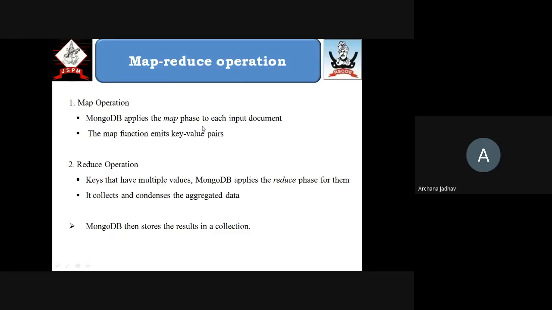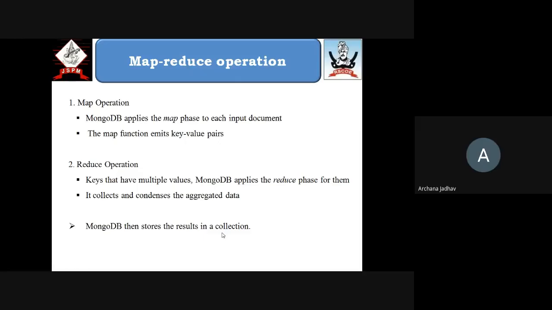MongoDB applies the map phase to each input document. The map function emits key value pairs. Whatever output is generated by the map function will be given as an input to the reduce function. For keys that have multiple values, MongoDB applies the reduce phase. It collects and condenses the aggregated data. MongoDB then stores the result generated by the reduce operation as a collection.